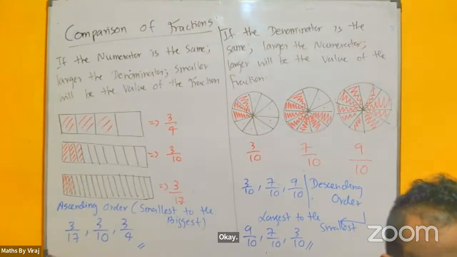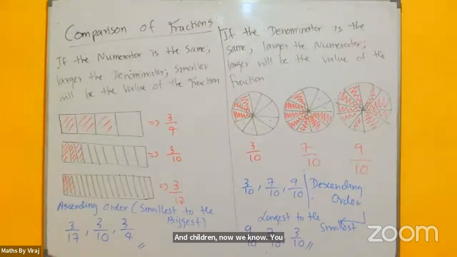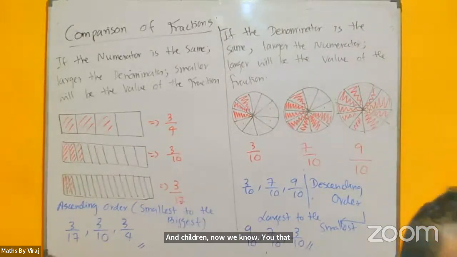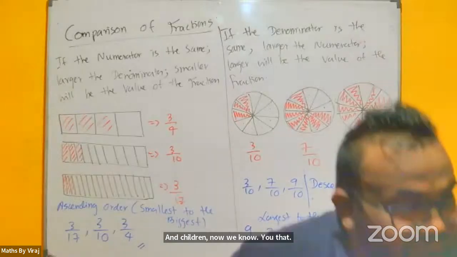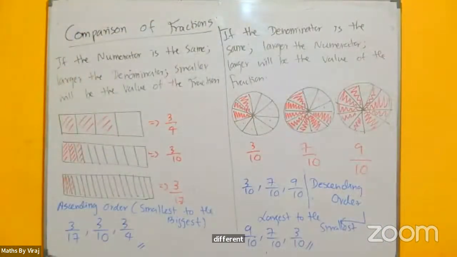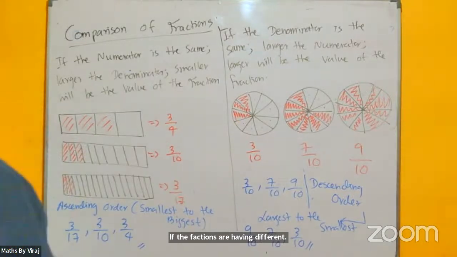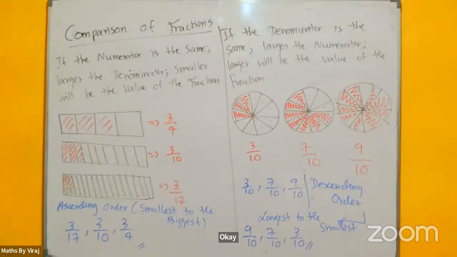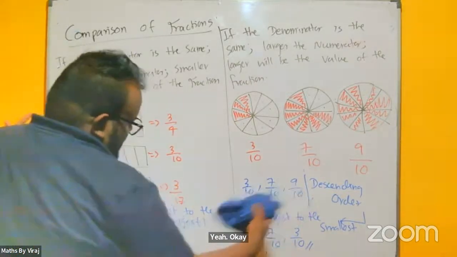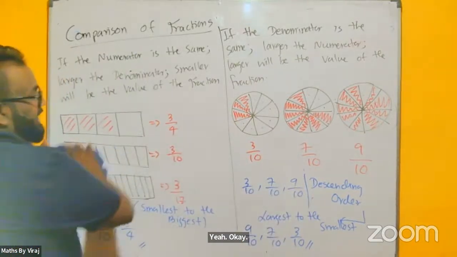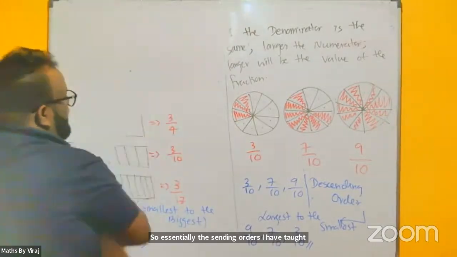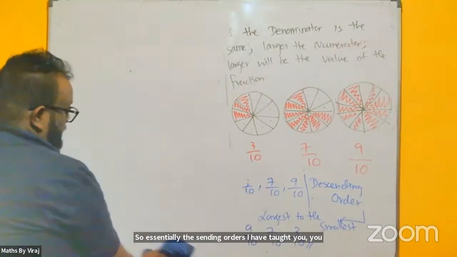Alright, children, now we know if the fractions are having different denominators, different numerators, what to do? Comparison of fractions. If the numerator is the same, larger the denominator, smaller will be the value of the fraction. If the denominator is the same, larger the numerator, larger will be the value of the fraction. So ascending, descending orders, I have taught you, you know what needs to be done. Very clear. Perfect. Good.